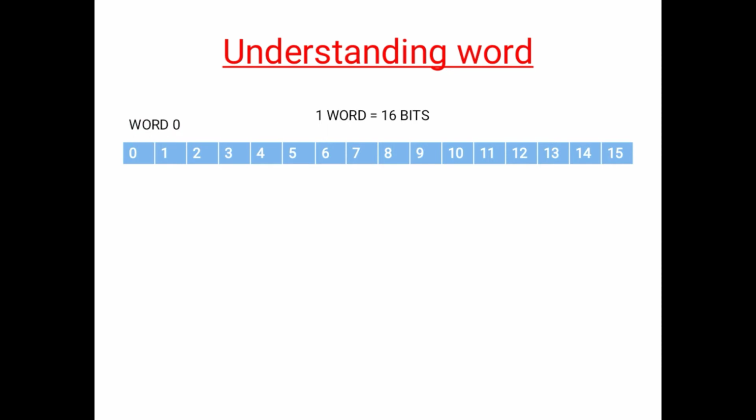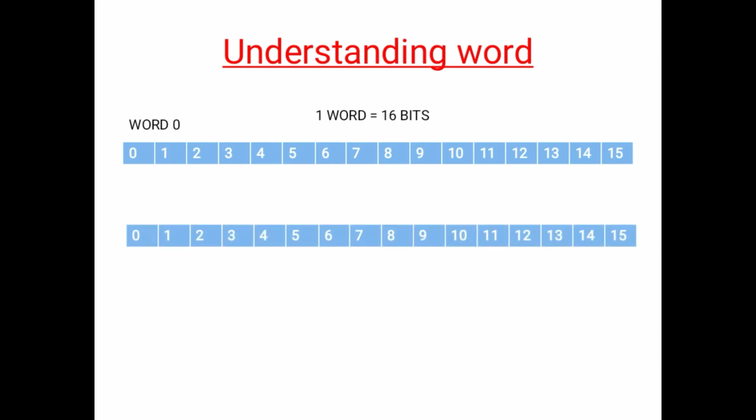Suppose we name it word number 0, and we take another word and name it word number 1. These are the words, and 0, 1, 2 up to 15 are known as bits. In 1 word there are 16 bits. You can see the numbers 0, 1, 2 up to 15 in word number 0. These are the 16 bits of word number 0. Similarly 0, 1, 2 up to 15, 16 bits for word number 1. The same is repeated in other words also. So let's move ahead.